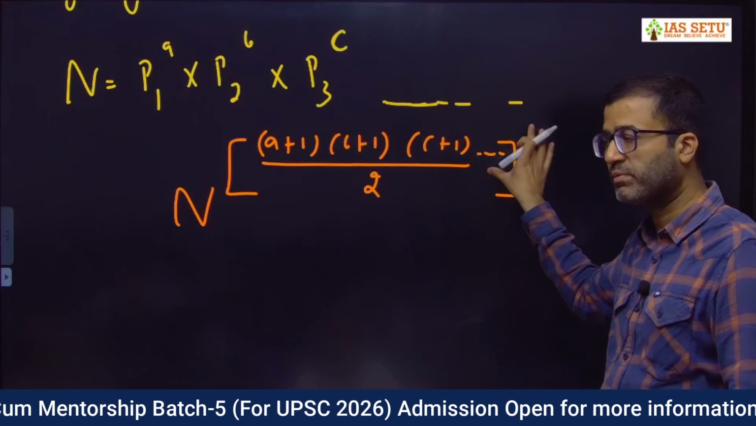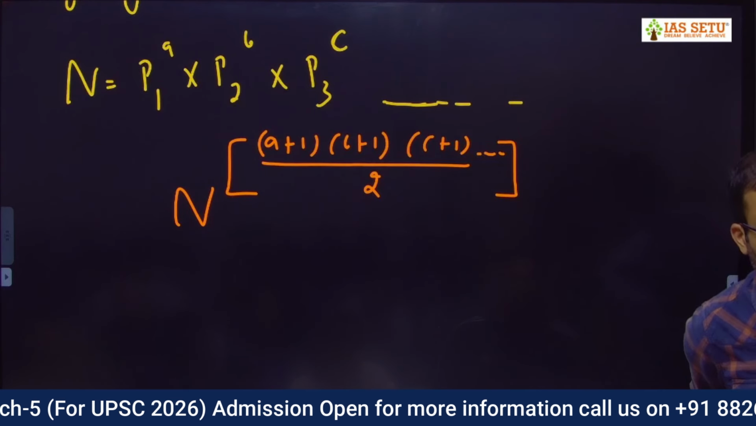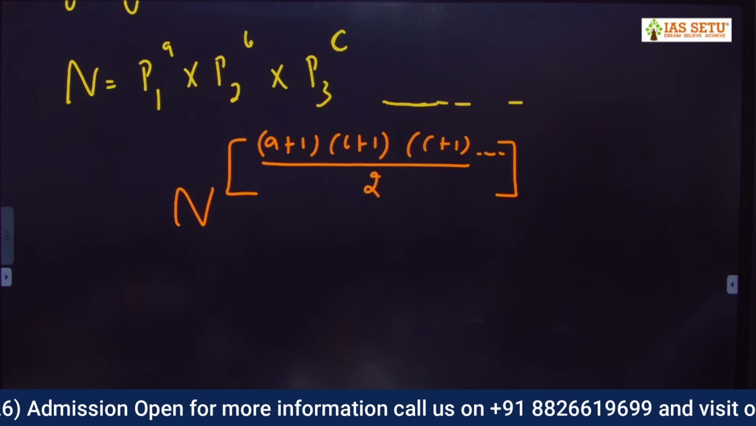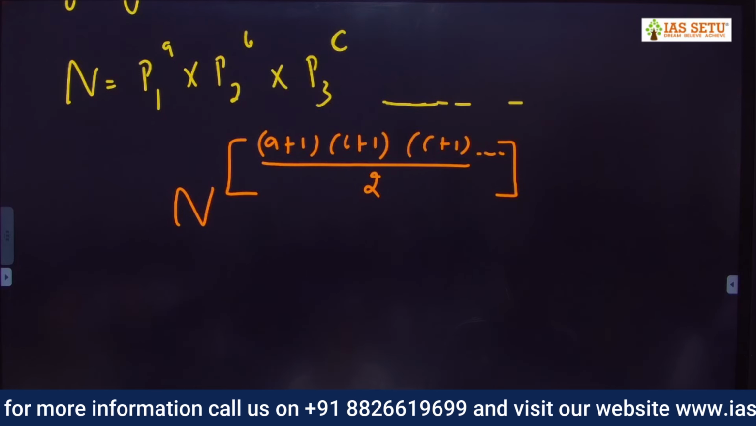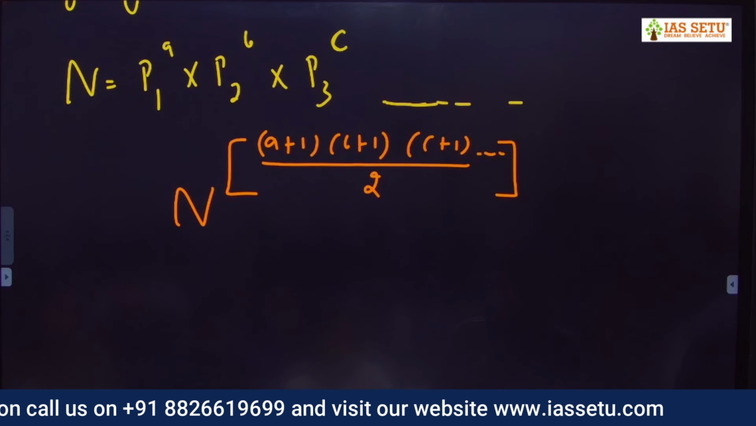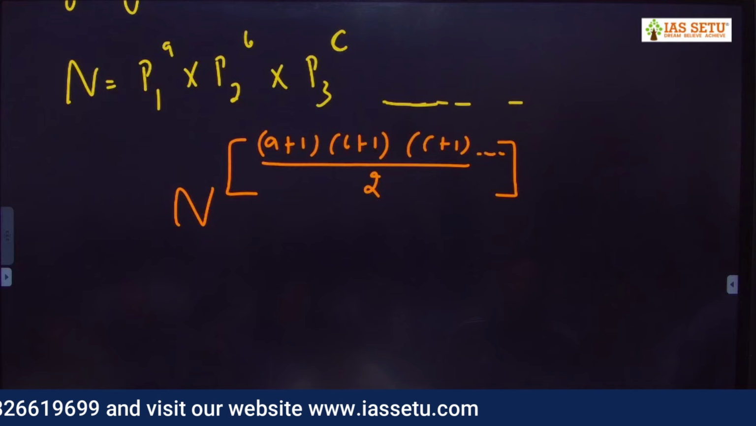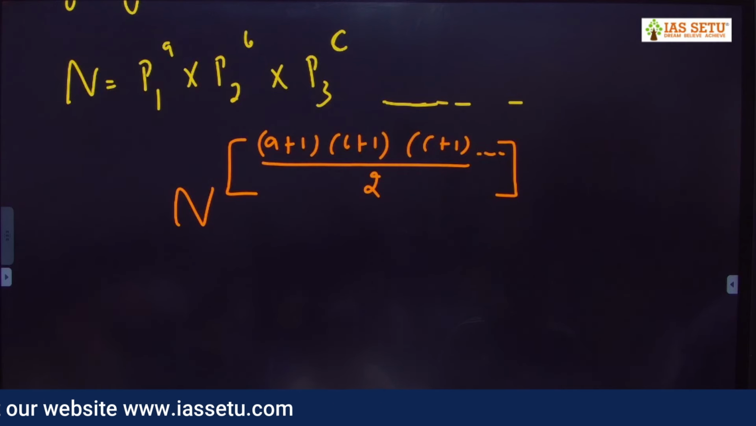This is all in the power of the number. Number to the power (A plus 1) into (B plus 1) into (C plus 1) and so on, divided by 2. I will solve 2 questions for you.